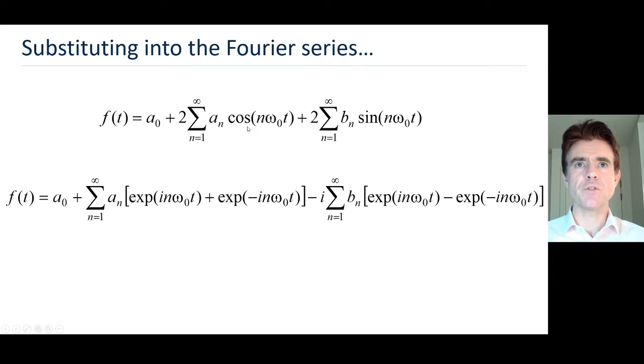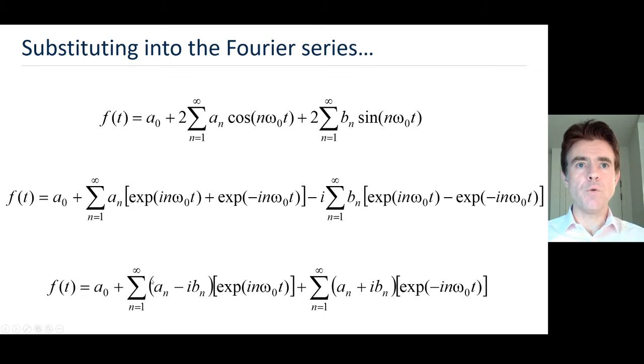So we'll replace the 2 cosine by that sum of complex exponentials, again substituting from the previous expressions, and likewise the 2 sine here will be replaced by the minus i and then the difference of those 2 complex exponentials.